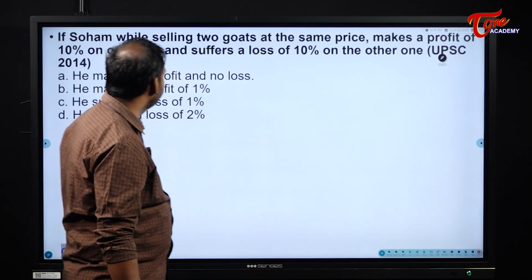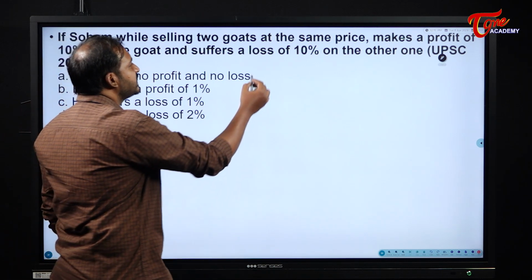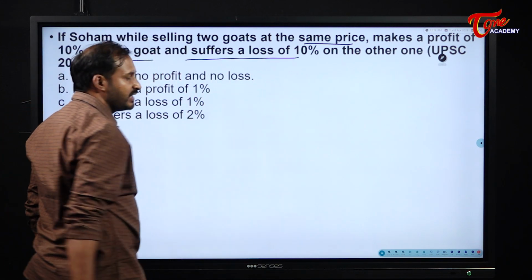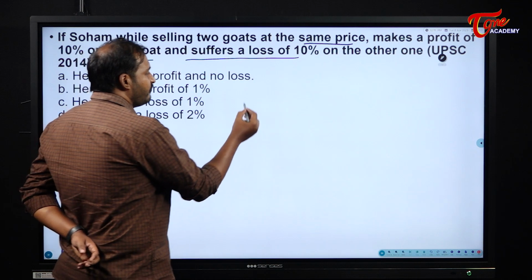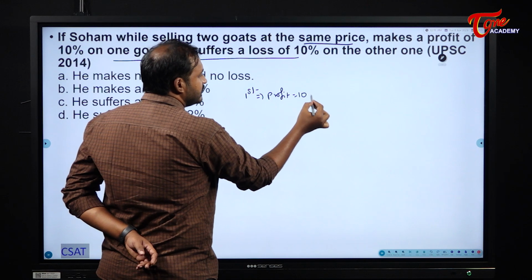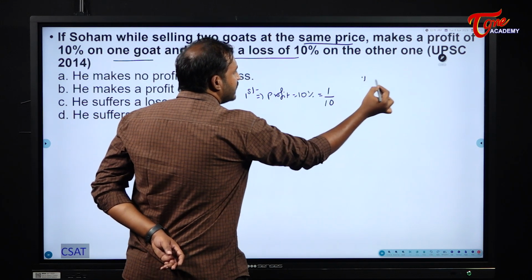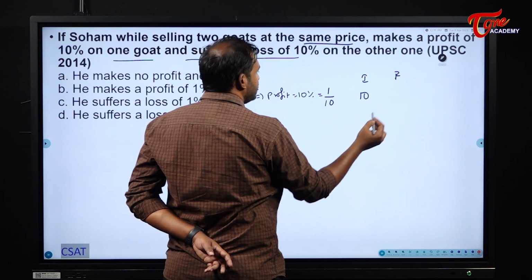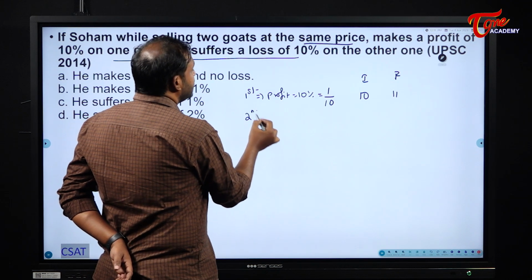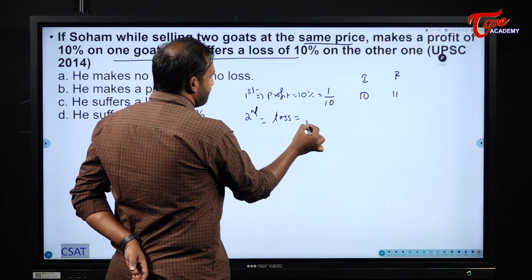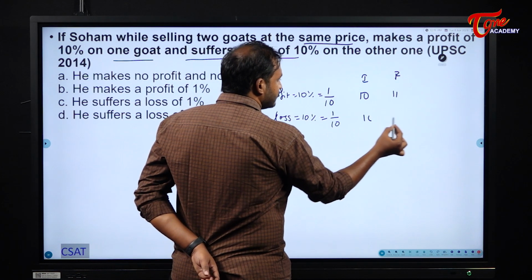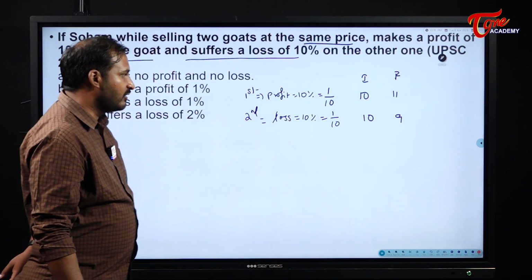Next one. Now, if Sohan, while selling 2 goats at the same price, makes a profit of 10% on one goat and suffers a loss of 10% on the other, then see here, first one he is getting a profit of 10%. 10% means 1 by 10. So, initial will be 10 and final will become 11, because of a profit. Next, on the second, he is getting a loss of 10%, which means 1 by 10. So, 10 and 9.